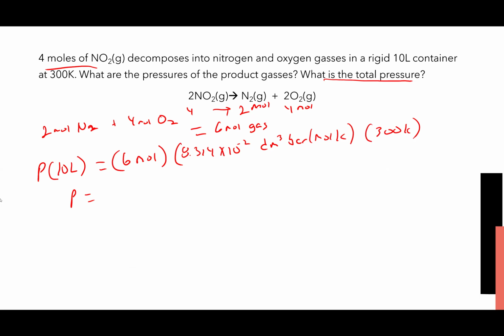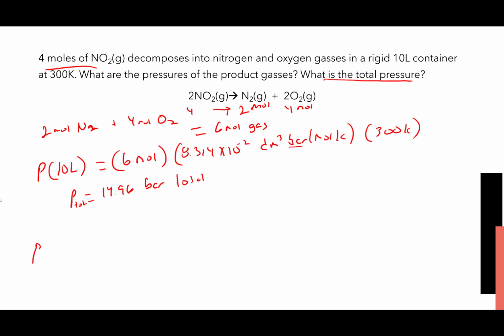And that gives me 14.96, in this case bar of pressure, because the R had units of bar. That's the total pressure.